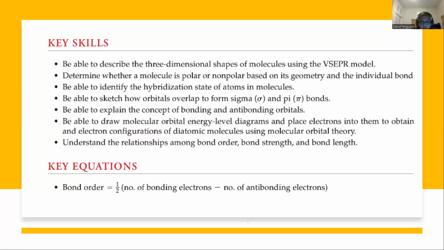Be able to draw molecular orbital energy level diagrams and place electrons into them to obtain and understand electron configurations of diatomic molecules using molecular orbital theory. And as we'll discuss later on, S and P mixing, that gives you an idea. It points to some stability in which the way you arrange that energy level diagram changes as you go between two different diatomic molecules. We'll get into that later. Understand the relationships among bond order, bond strength, and bond length.